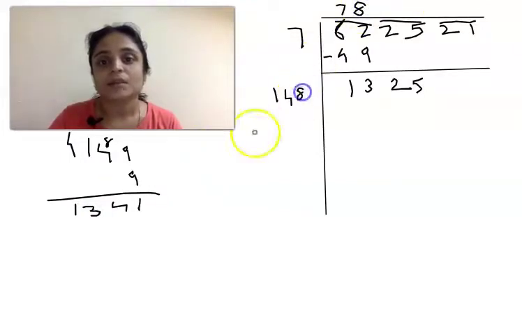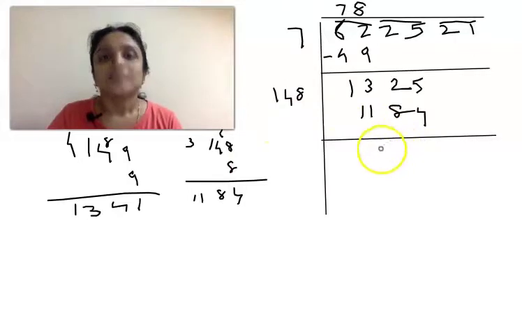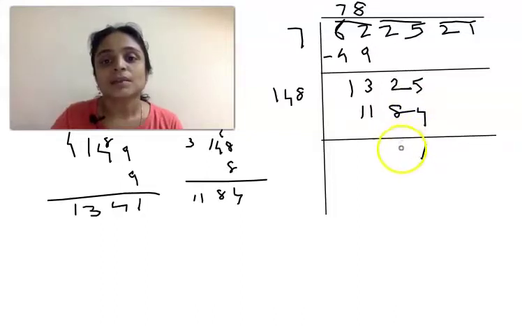And 148 into 8 is 64. 4 8s are 32. Plus 6 is 38. Then 11. So 1184. Now subtracting 1184 from 1325, you will get 1. Then 12 minus 8 is 4. 2 minus 1 is 1. 141 and bring this 21 down.